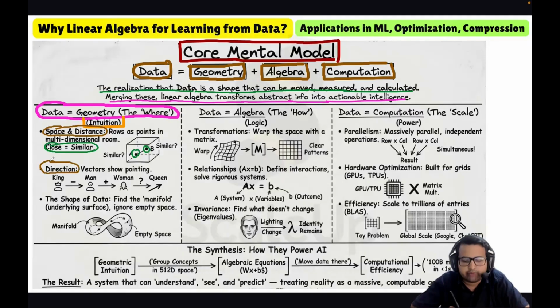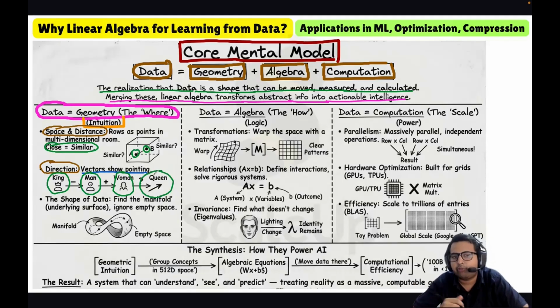Direction. Vectors tell us which way the data is pointing. In AI, a word vector for king minus man plus woman points directly toward the vector for queen. So what we are doing is starting with a king vector, subtracting man from it and adding a woman. So we are talking about a woman king. A woman king is a queen. So we are heading towards the queen vector.